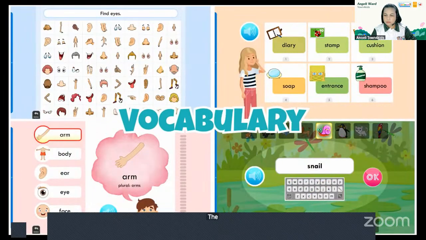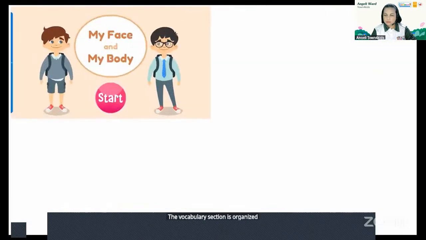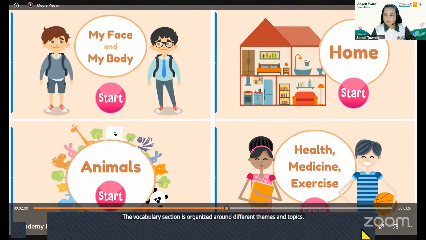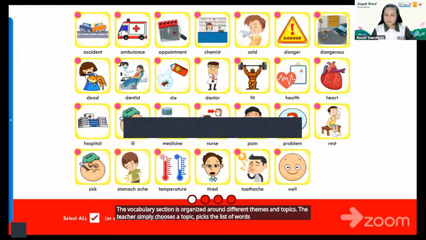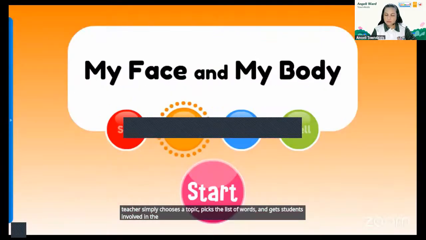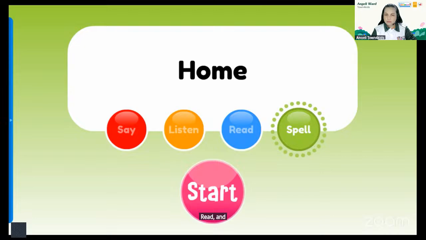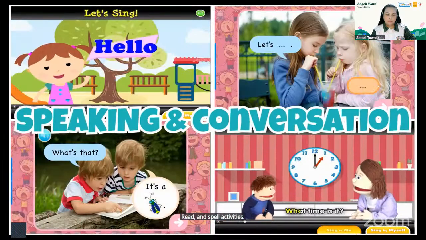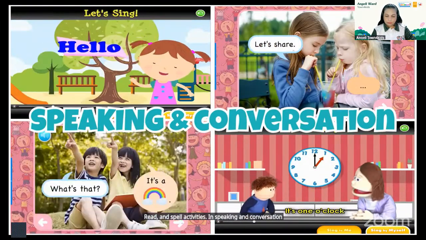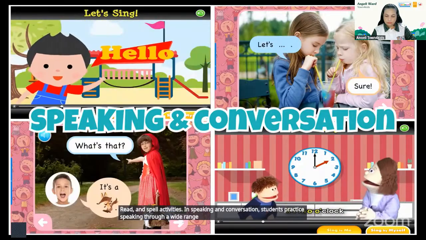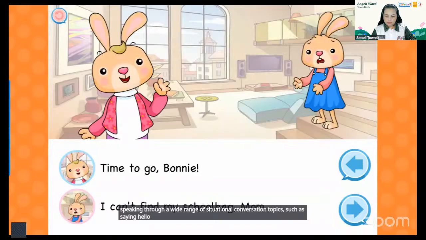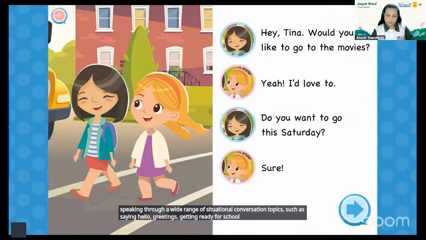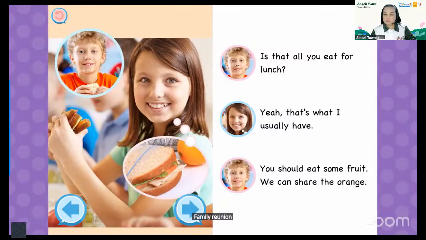The vocabulary section is organized around different themes and topics. The teacher simply chooses a topic, picks the list of words, and gets students involved in the say, listen, read, and spell activities. In speaking and conversation, students practice speaking through a wide range of situational conversation topics, such as saying hello, greetings, getting ready for school, meeting friends, family reunion, giving advice, etc.